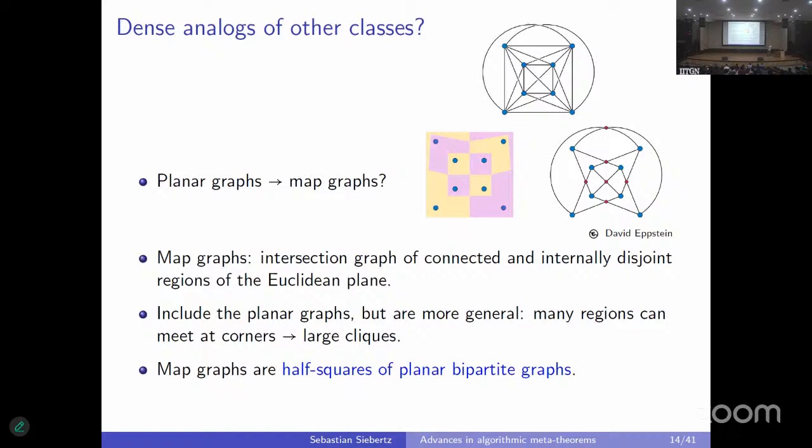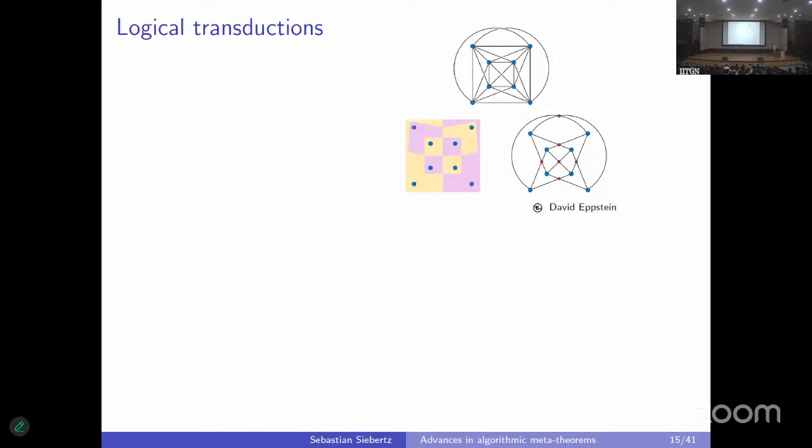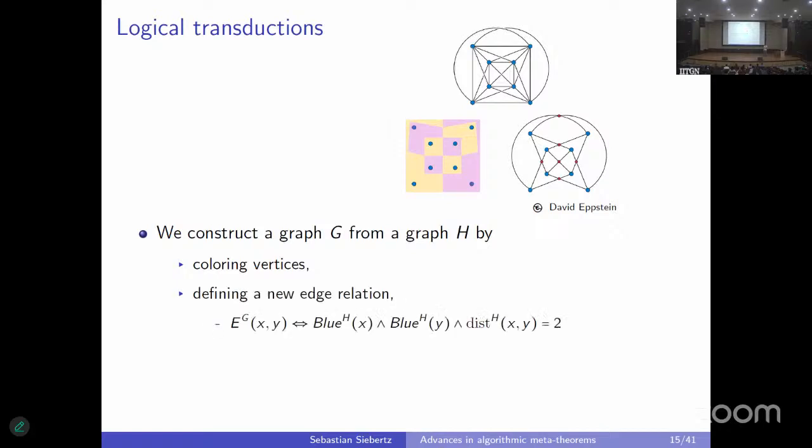And this is a special case of such a logical transformation, or transduction. We put some colors on the vertices, we have blue and red vertices, and then a formula telling us which edges should be there, connecting blue vertices when they are at distance 2 in this graph. And this principle we can generalize. We will always construct new graphs by first coloring the vertices, then defining the new edge relation by a formula.